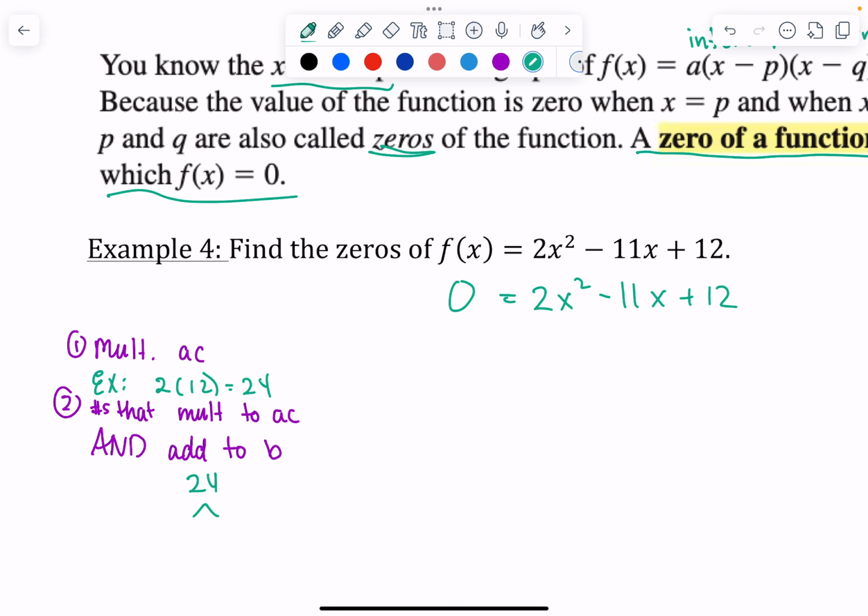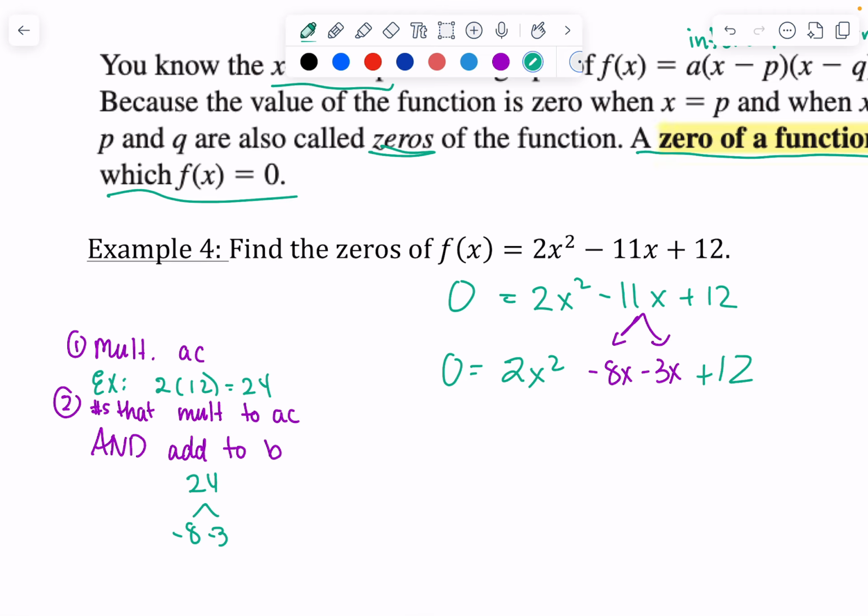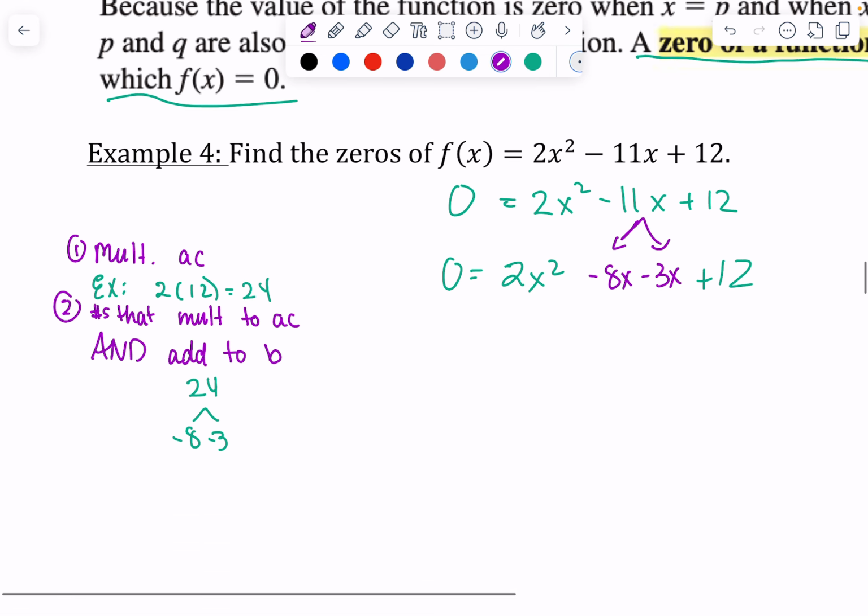Let's see. We got 8 and 3. If we make that negative, that does add to negative 11. Perfect. So now what I'm going to do is I'm literally going to split the middle. I'm going to take that middle term and split it into these two values. Okay, now notice negative 11 has an x associated with it. So negative 8 and negative 3 need to have x's associated with them. Okay, and then everything else stays the same. I still have the equal sign, still have 2x squared, and still have 12. Okay, so that would be our third step.